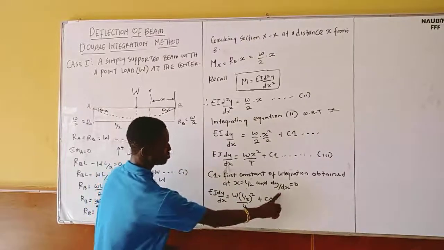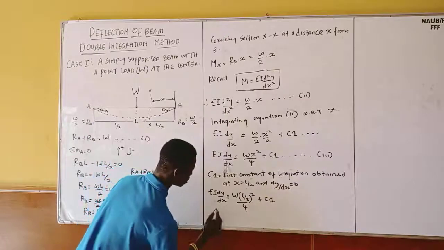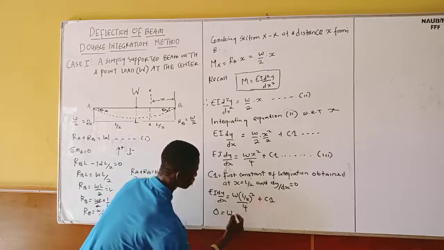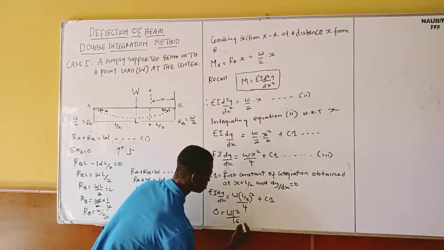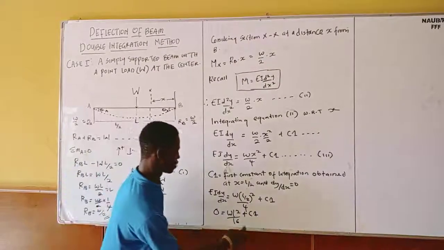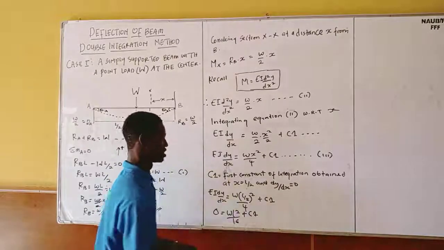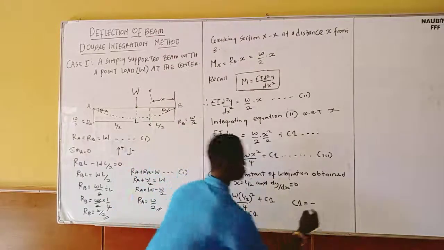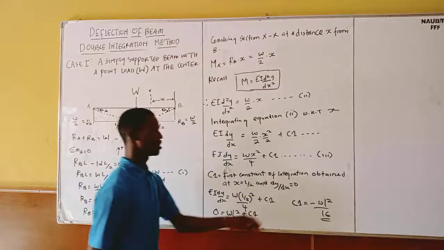But don't forget that my dy dx is also equal to 0. So 0 equals to W, L squared here, 2 squared is 4, 4 multiplied by 4 is 16, plus C1 now. So for me to get the value of my C1, this one just needs to come to the other side. So I will be left with C1. Definitely my C1 is going to be minus WL squared over 16.